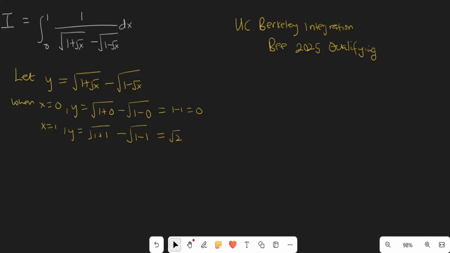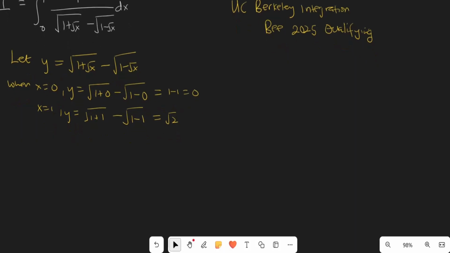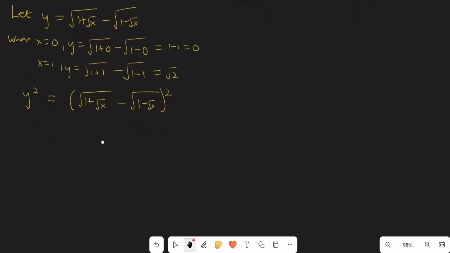Now let's find an expression for dx in terms of dy, shall we? So we can square both sides of this substitution. So y squared is equal to the square of this guy, that is the square root of 1 plus the square root of x minus the square root of 1 minus the square root of x. And I'm going to square this to maintain equality, right?